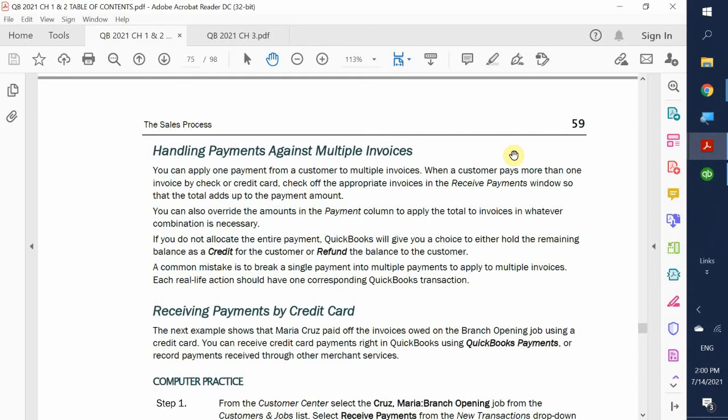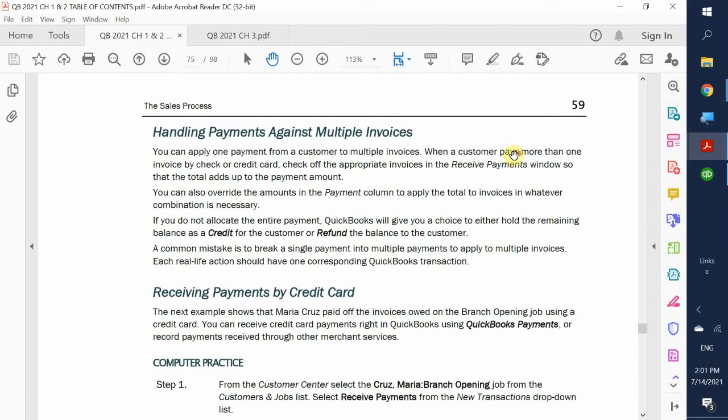This is a perfect example of how a customer, if they really wanted to, can just pay us off for all the invoices all in one go, okay? It's very common, especially if they know they've been getting a lot of service from us. They can have the option to just pay all of us off in one go. So that's exactly what this exercise is going to talk about.